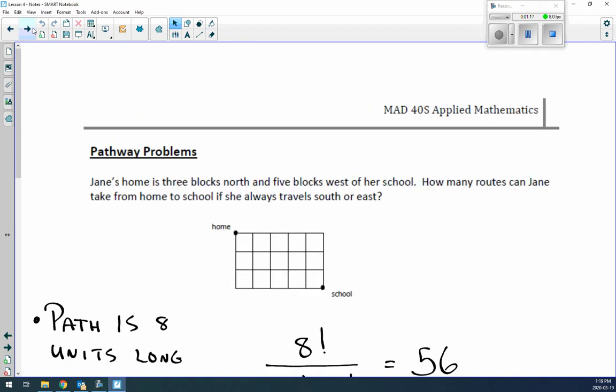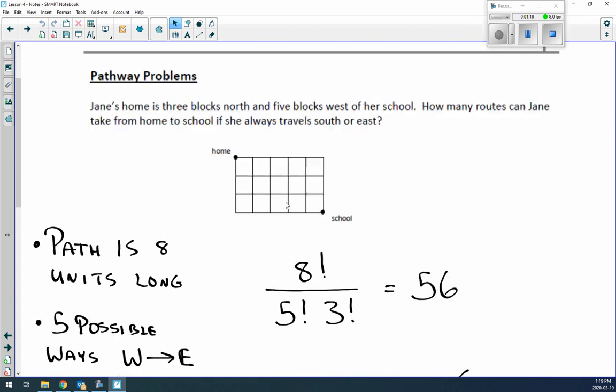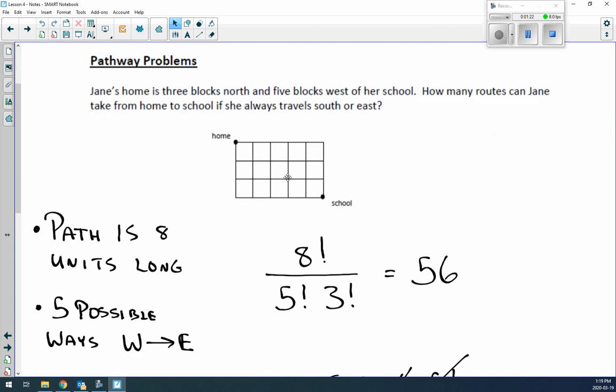Okay, so the next one is a pathway problem. So Jane's home is 3 blocks north and 5 blocks west of the school. So we could do different paths. We go home, we go all the way across and down. We can go halfway across or partway across and then over here and down. We can only go south or east.